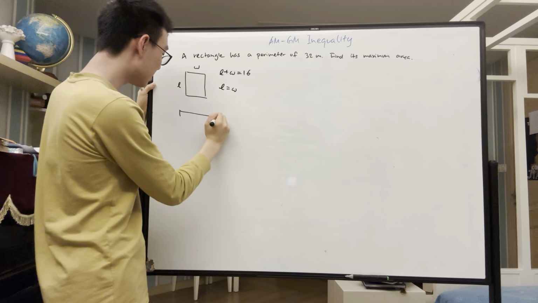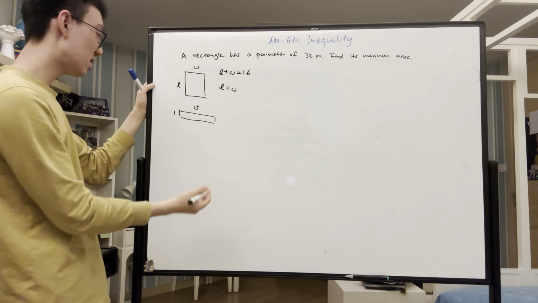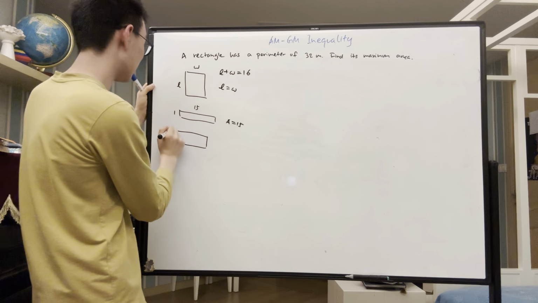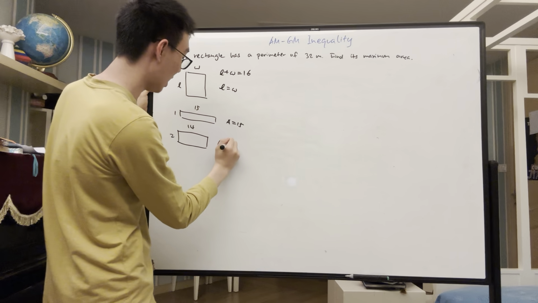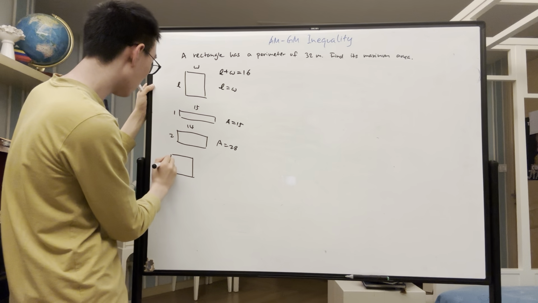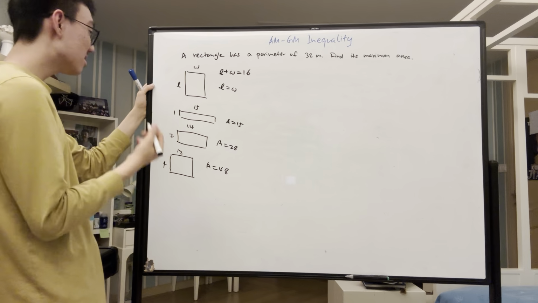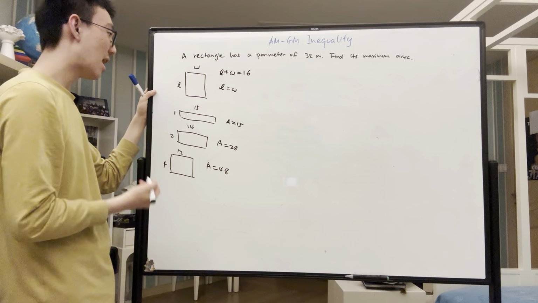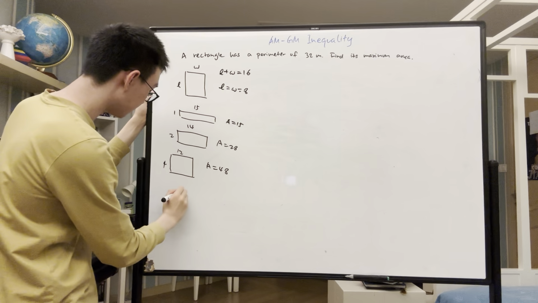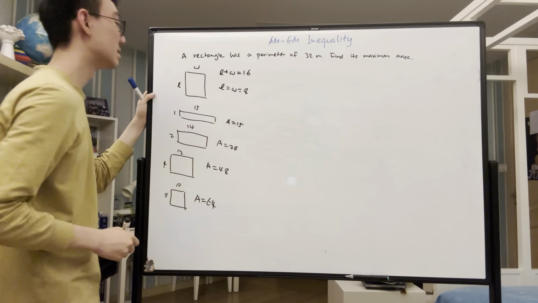Why? Simply draw a few rectangles. If L is equal to 1, W equal to 15, the area is only like 15. If the length is 2, the width is 14, the area is 28. If the length is something like 4 and the width is 12, the area is only 48. And the largest occurs when the length is equal to width. And that happens when they are both equal to 8, where the area is just 8 times 8, or 64.